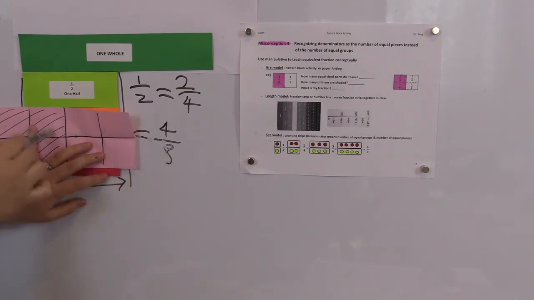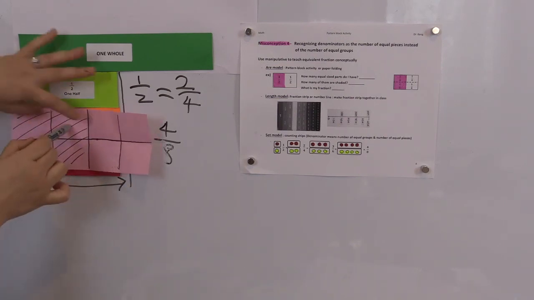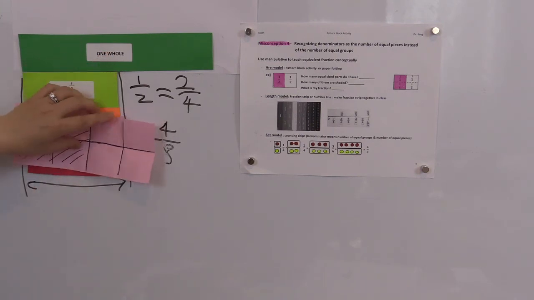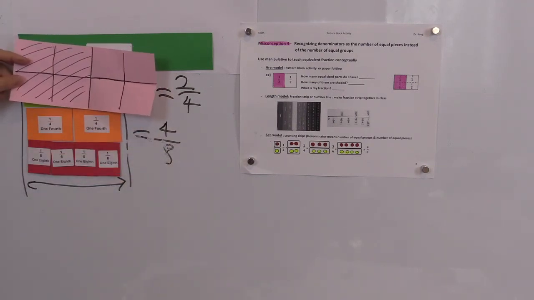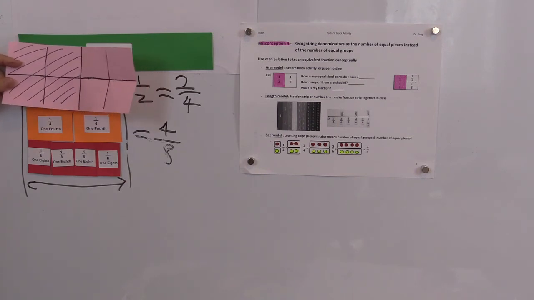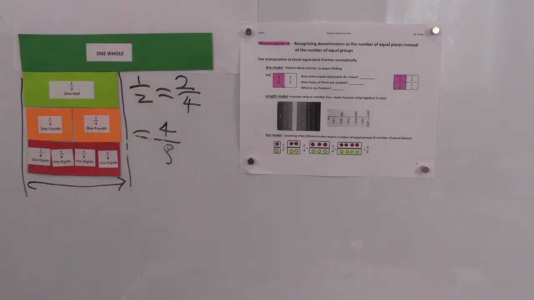And how many of them are shaded? 1, 2, 3, 4 of them are shaded. So I know that it's going to be the same as 4/8. So this is one way you can show the kids so they understand what equivalent fraction means. Also, they need to find out using a formula. The formula is important, but conceptually, they need to understand what equivalent fraction means, right?